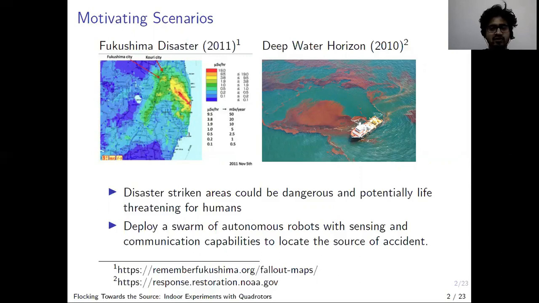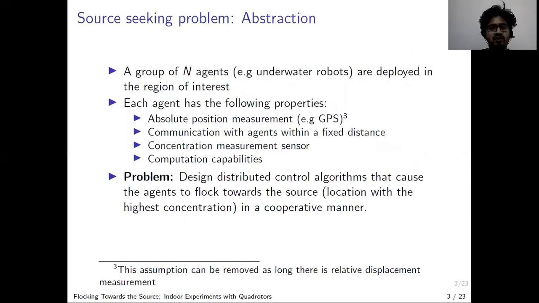With such scenarios in mind, we can now define the source seeking problem in an abstract setting. We consider a group of N agents, which could be underwater robots or quadrotors, that are deployed in some region of interest. Each agent is equipped with a position measurement sensor, a communication device, a concentration measurement sensor, and some computation capabilities that allow it to complete the source seeking task.